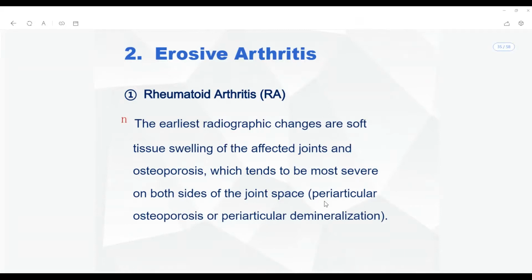Features of osteoporosis will be seen. What are the features of osteoporosis? Thinning of the cortex along with loss of trabecular attenuation. That is the characteristic feature of osteoporosis. At the same time, it is seen particularly along the periarticular surfaces, which we can call periarticular demineralization. Loss of periarticular bone mineral density along with joint swelling is a characteristic feature of rheumatoid arthritis. Is this point clear right now? Yes or no?